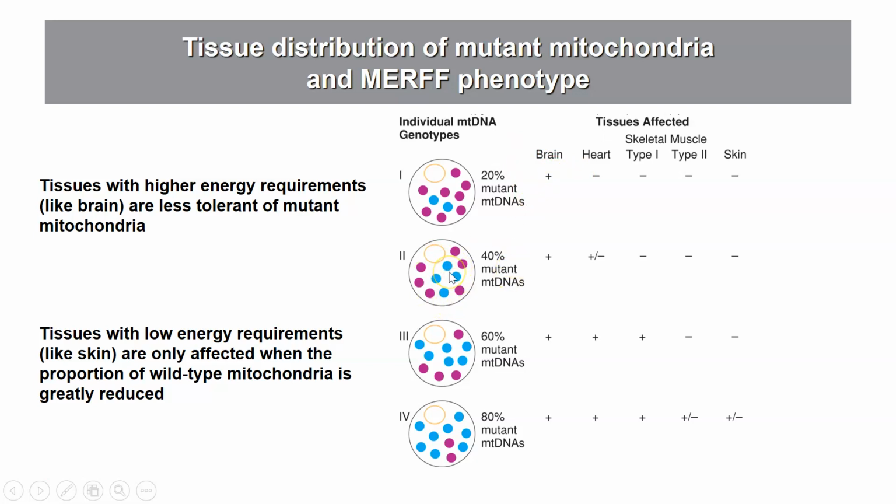Individuals with 40%, brain and then start to see heart defects as well. 60%, brain, heart, and the more energy demanding type of skeletal muscle. 80%, you start to see symptoms affecting all types of tissues. So individuals can vary in the percent of mutant mitochondria, and that produces different types of symptoms as a result.